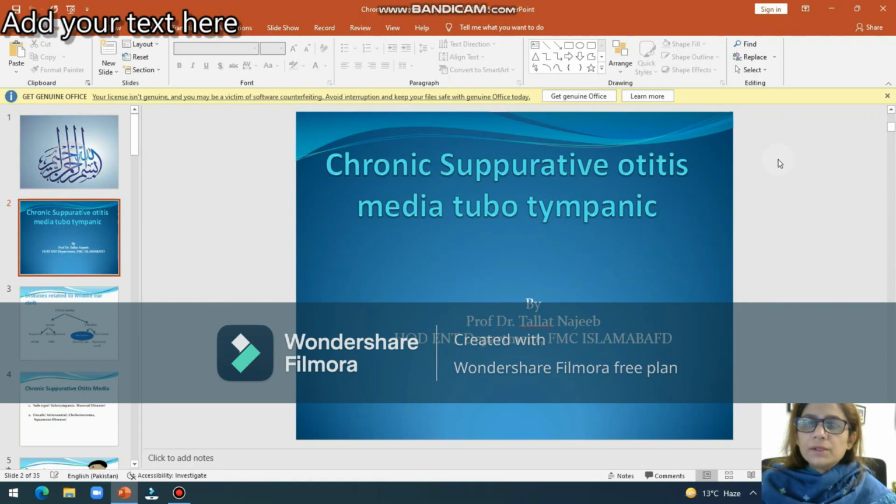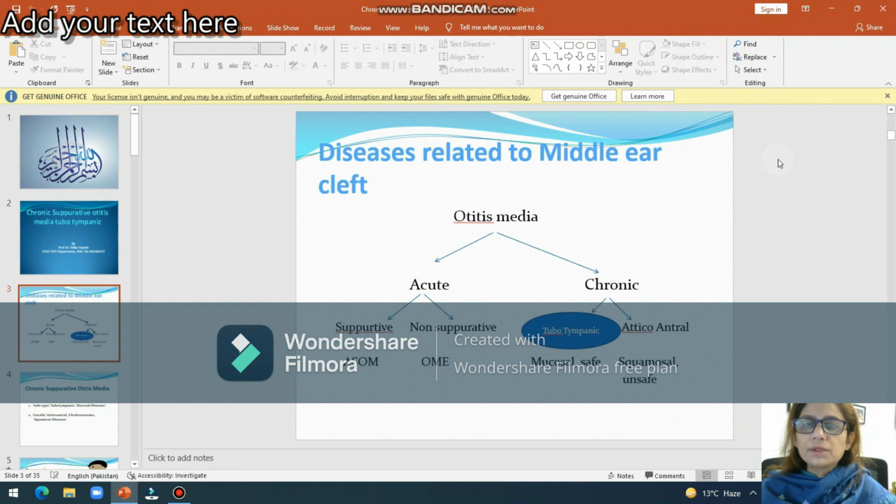Chronic suppurative otitis media, tubotympanic type. We have discussed the classification of otitis media, acute and chronic. In acute type, we have discussed suppurative otitis media, that is presence of pus in the middle ear. Then non-suppurative otitis media, that is collection of sterile fluid inside the middle ear.